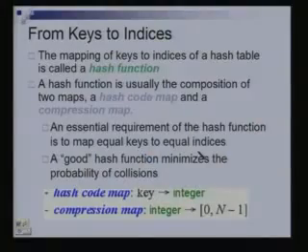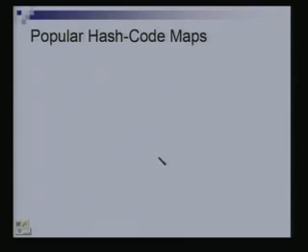So it should map equal keys to the same indices. And of course, we have to try and minimize the probability of collisions. So let's look at what the popular hash code maps are. Recall the hash code map is the part which converts your key to an integer.